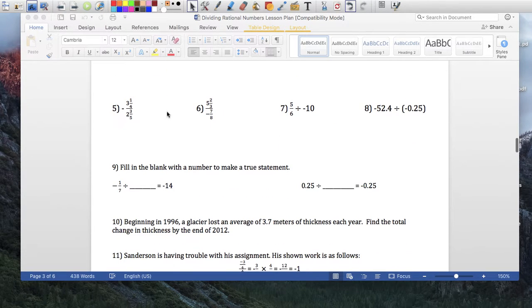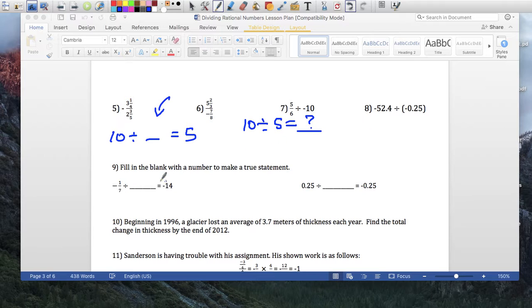Fill in the blank to make a true statement. So here I have negative 1 over 7 divided by blank. Let me pick an easier example. Let me pick 10 divided by blank equals 5. If that was the question, what other fact family can we use to find this missing number? We can create fact families out of this, right? 10 divided by blank equals 5, or 10 divided by 5 is going to give me my blank number.